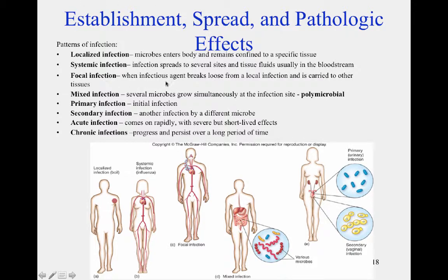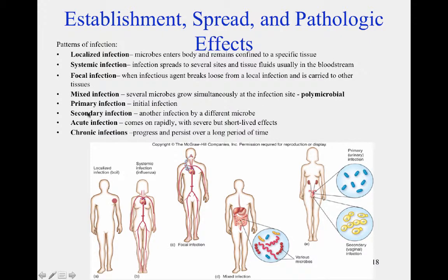Now, focal infection is referring to an infectious agent that breaks loose and is carried elsewhere. Mixed infection, also called polymicrobial, would be, for example, PID or pelvic inflammatory disease. This is a disease characterized by a co-infection with two different STD-causing agents such as gonorrhea and chlamydia. Usually women who are co-infected with both of those end up with fallopian tube issues, scarring, infertility. So polymicrobial infections can cause more lasting scarring or damage.